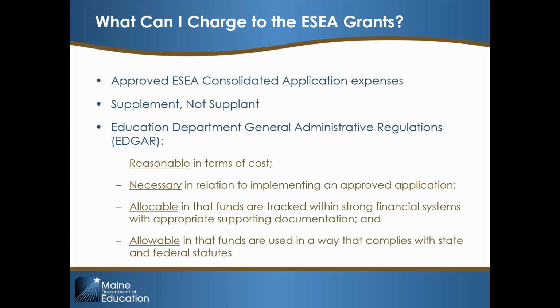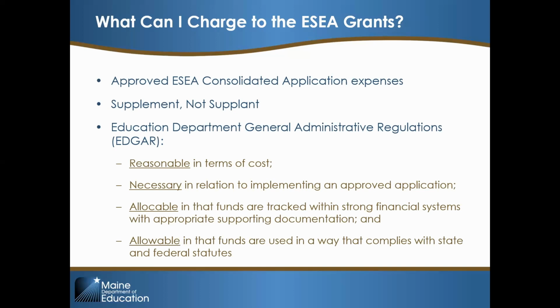For any expense to be considered allowable, it must also be supplemental in nature and not supplant other federal, state, or local funds that might otherwise pay for an expense. In other words, be sure to only seek reimbursement for expenses related to programs and activities that would otherwise not be possible without ESEA funding.